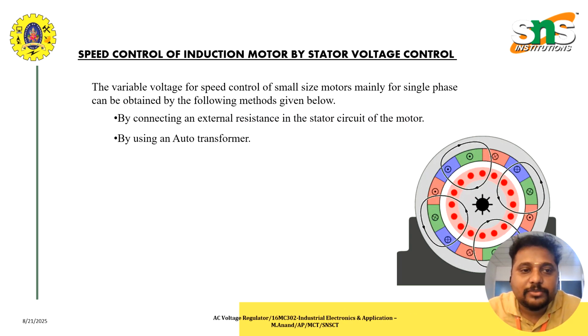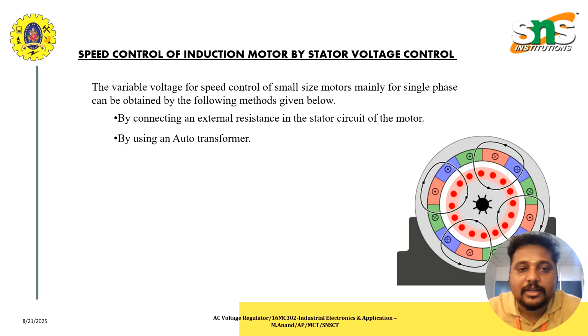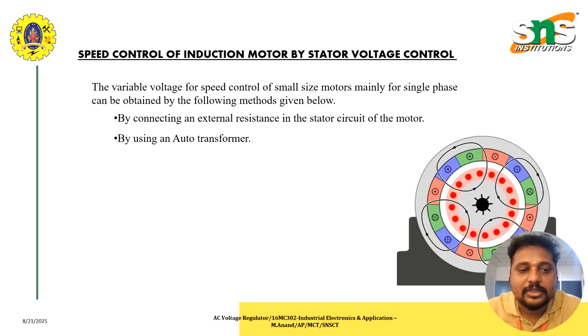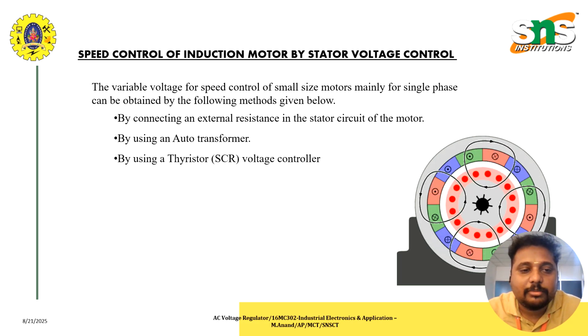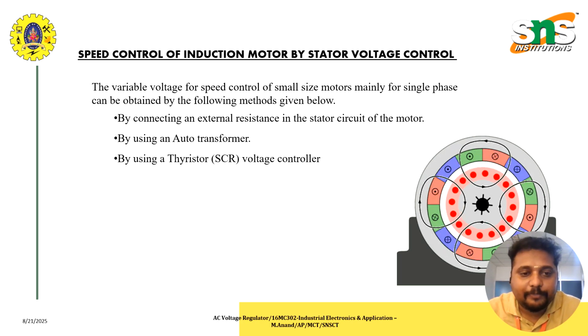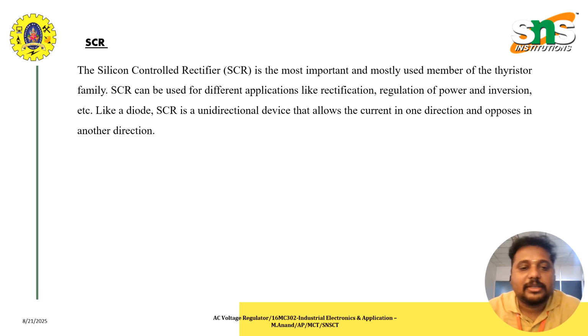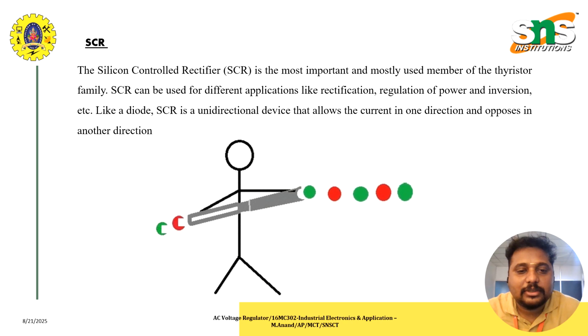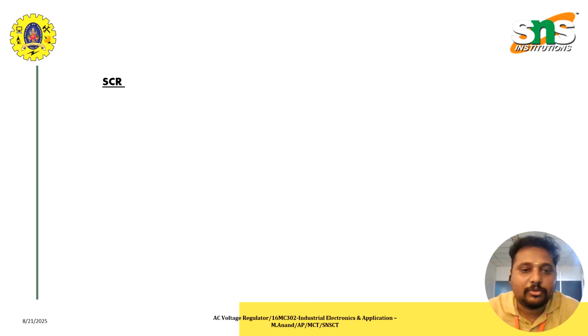We have three types of speed control techniques in an induction motor: connecting an external resistance, using an auto transformer, and using a thyristor SCR based voltage controller. In our topic, we are using SCR based speed control of AC motors. What is an SCR? SCR is a silicon controlled rectifier. It is the most important and mostly used member of the thyristor family. It is a unidirectional device; it allows current in only one direction.